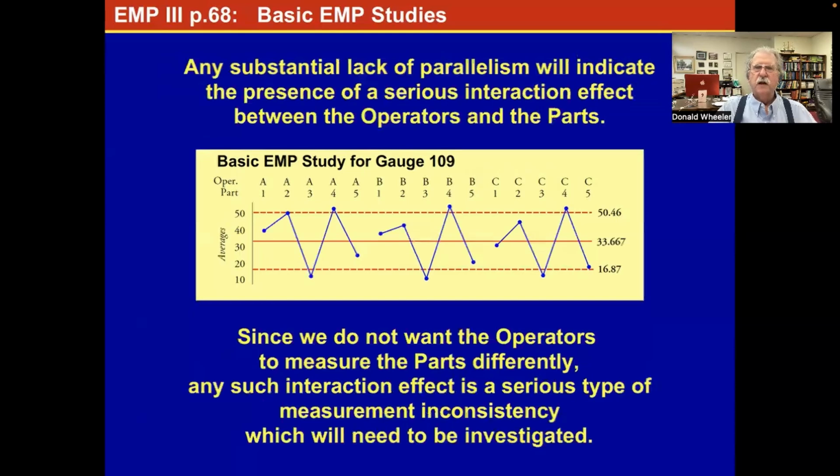Any substantial lack of parallelism will indicate the presence of a serious interaction effect between the operators and the parts. You do not want the operators to interact with the parts when measuring them. We do not want the operators to measure the parts differently. So any such interaction effect is a serious type of measurement inconsistency, which will need to be investigated.